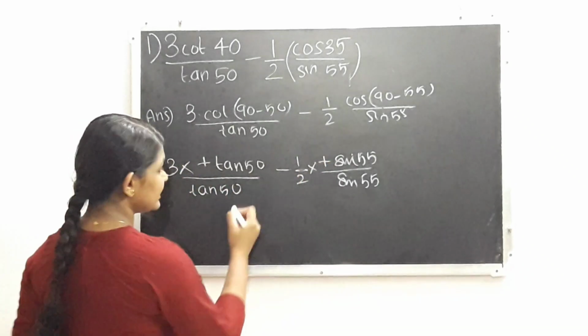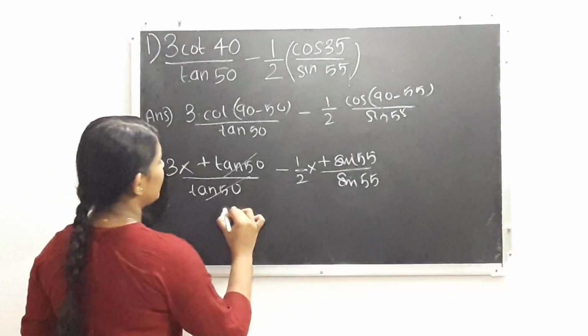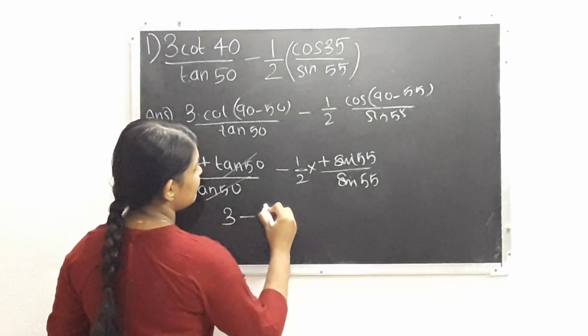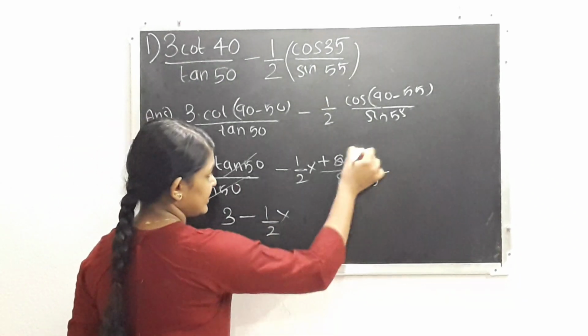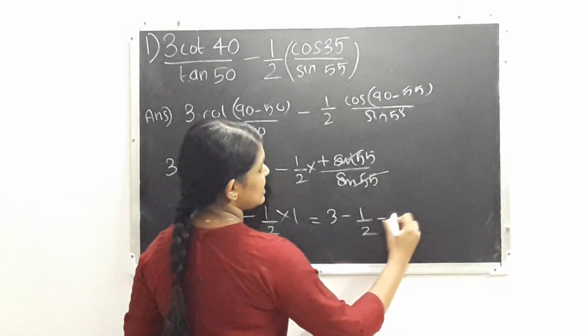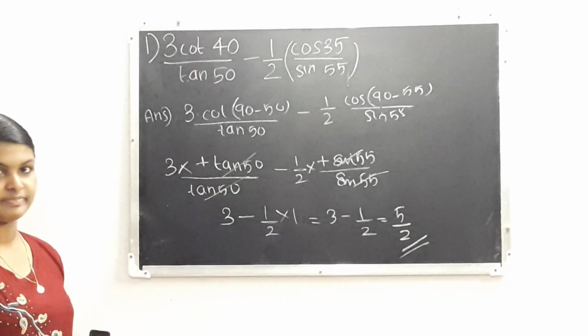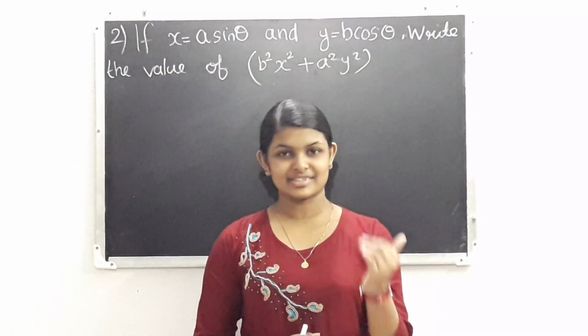Now we can cancel this tan 50 from both the numerator and denominator. So the remaining will be 3. Okay. So 3 minus 1 by 2 into, this will get cancelled, into 1, which is equal to 3 minus 1 by 2, and this is equal to 5 by 2. So this is the answer for this question. Okay. Now we can go to the next question.